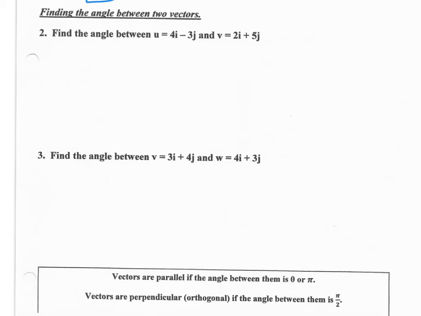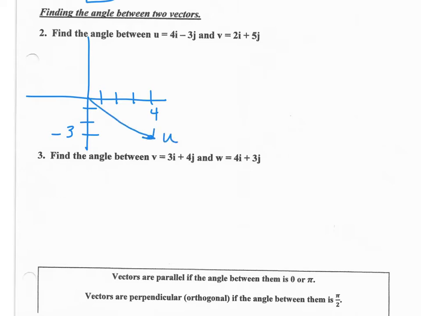Now we're going to take a look at a couple vectors, and we want to find the angle between them. This will be helpful to see if they're parallel or perpendicular in a minute. The first one says, find the angle between u and v. Let's draw these as neatly as we can. So u is 4 on the horizontals, negative 3 on the j's, and here's my vector u.